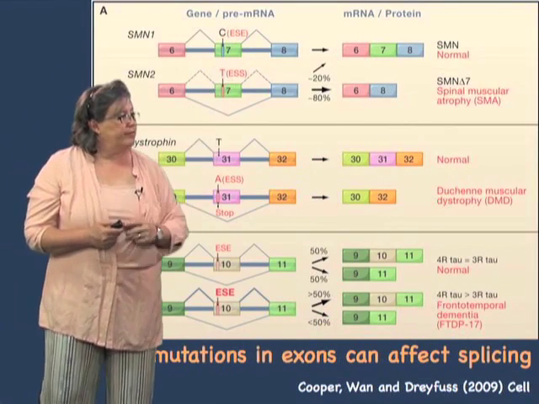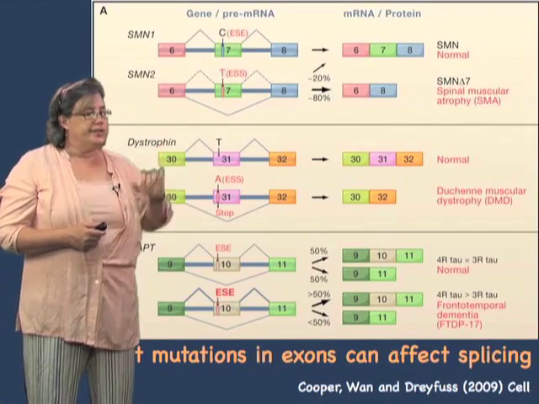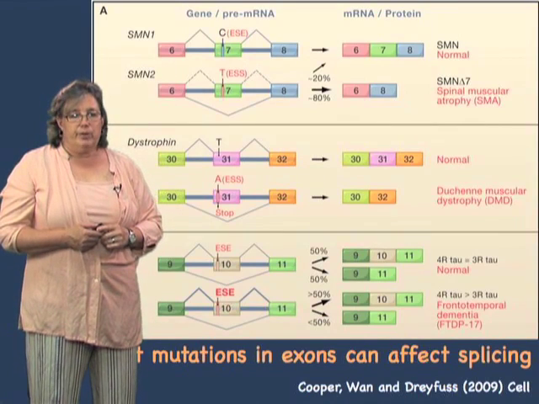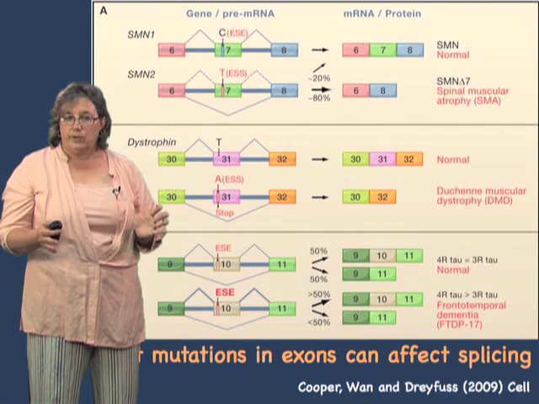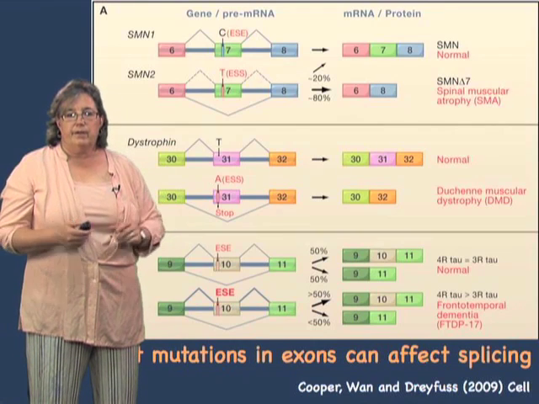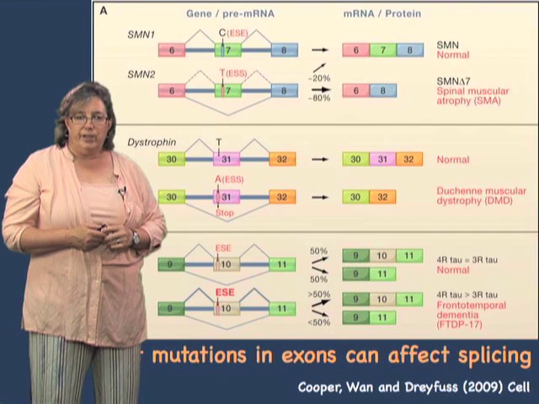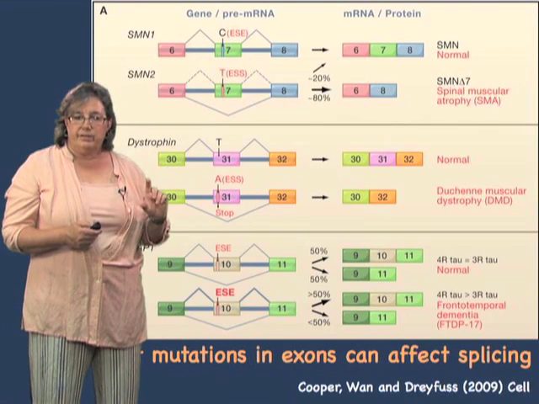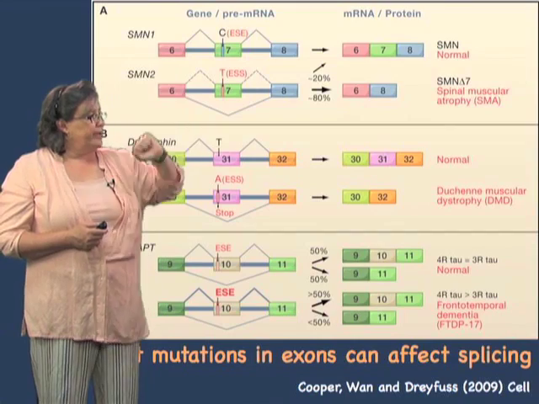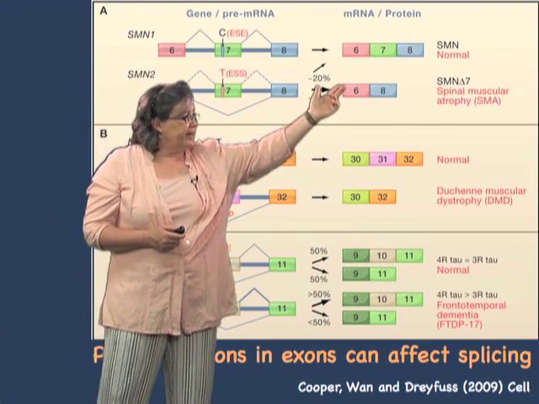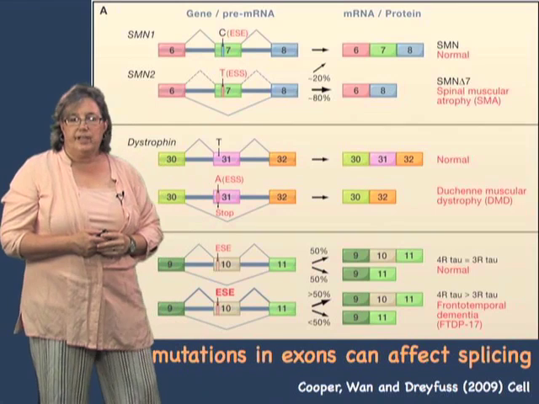So here are some examples of those kinds of mutations. At the top here we have the SMN gene. Now all of us have two copies of this gene, SMN1 and SMN2. If you have a mutation in SMN1 such that it does not splice, or it is disrupted, this is a problem because the SMN2 gene is identical to the SMN1 gene except that it has a T mutation in an exonic splicing enhancer, such that in the SMN1 gene all of exon 7 is included, but in SMN2 only 20% of exon 7 is included.